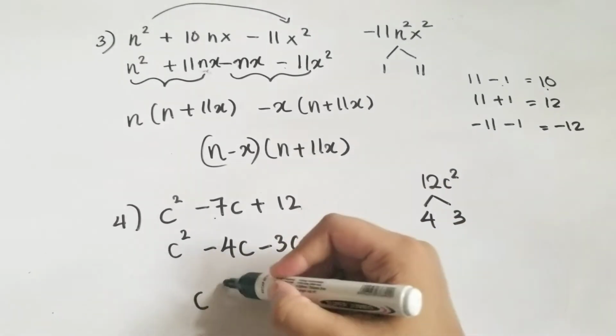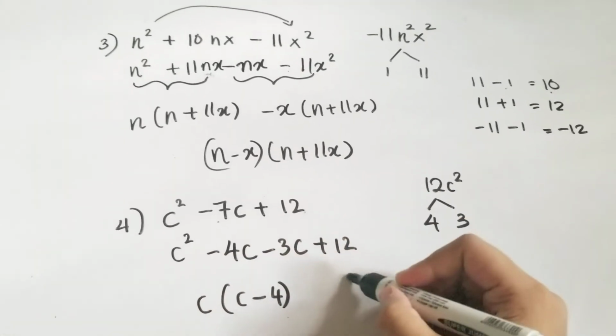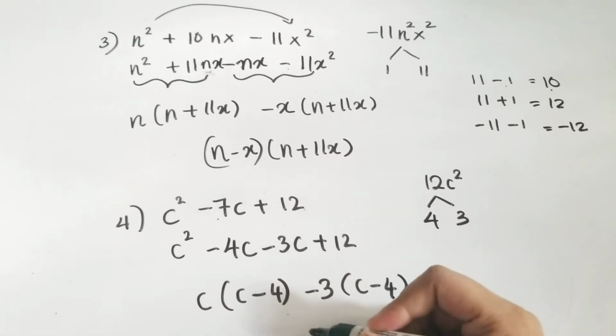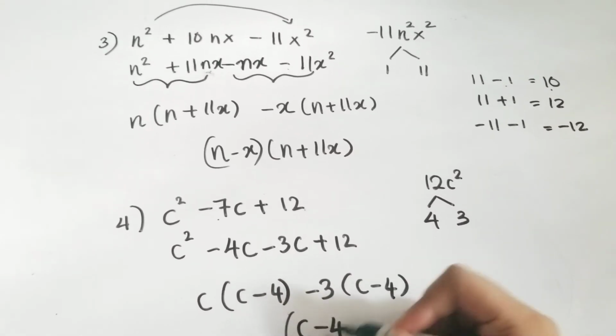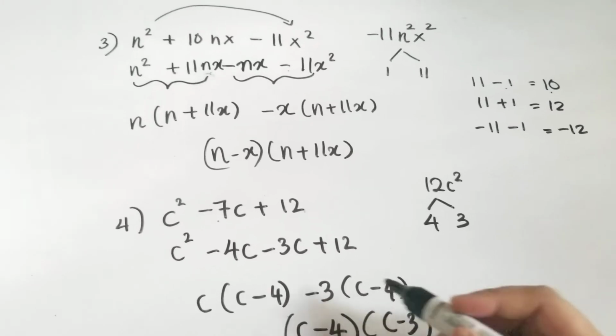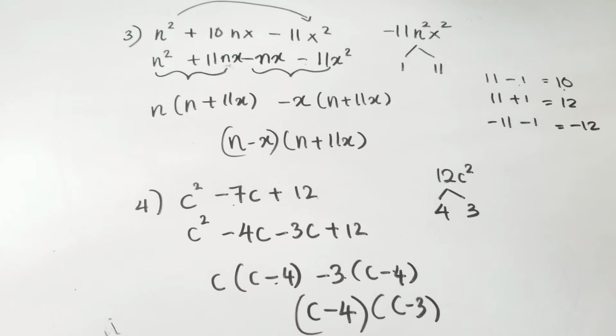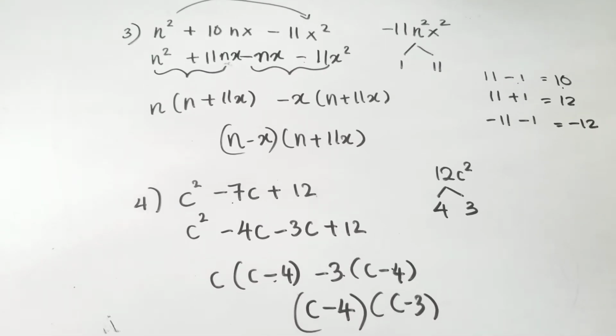Now categorize them: c into c minus 4. Again you can write c minus 4 here. If you need minus 3c, you can put minus 3 here. So the factors are c minus 4 and c minus 3. You can see this is the same in every situation where you are facing a trinomial quadratic equation.